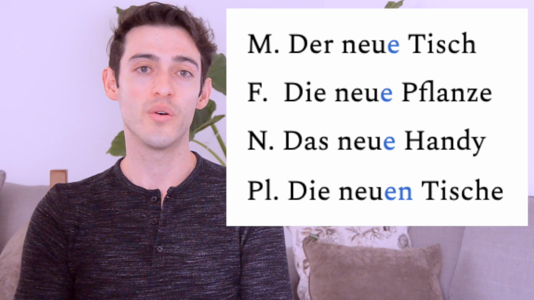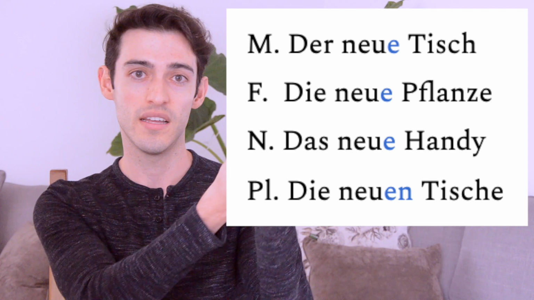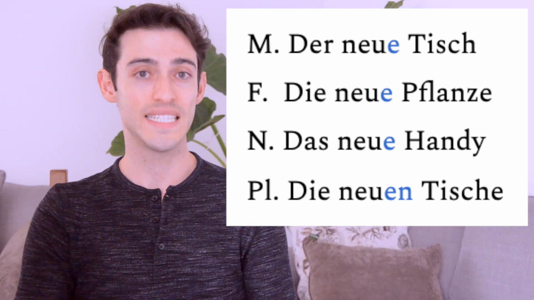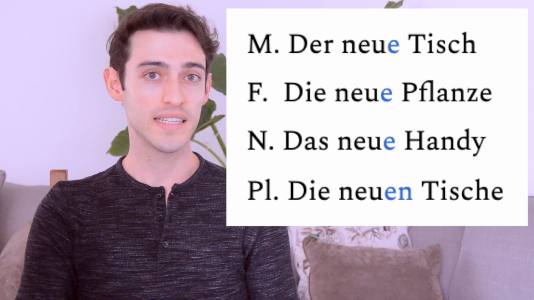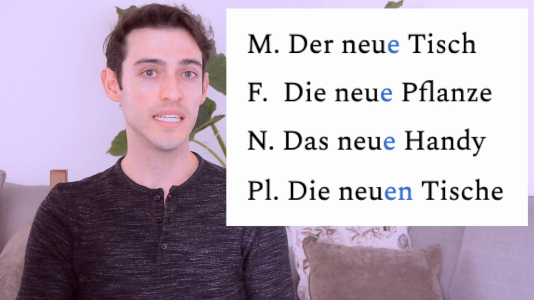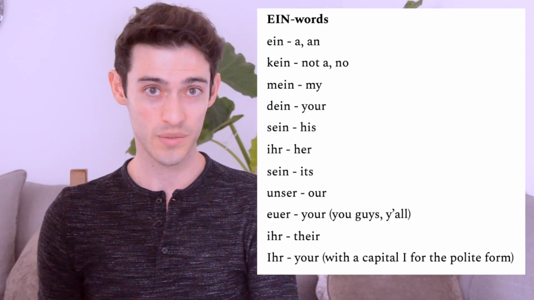So here I'm using der words, but what if you want to use die, der, oder das? So the pattern only holds for the adjectives and not the articles, right? So it would be der neue Tisch, die neue Pflanze, das neue Handy und die neuen Tische. Got it? What I want to say here is that the articles don't decline, right? They don't change. It's not der, die, nor das, right? Because that doesn't exist. So now let's take a look at ein words.